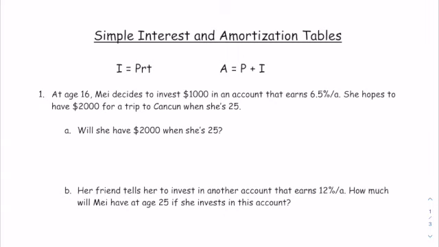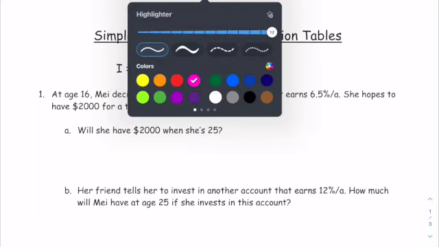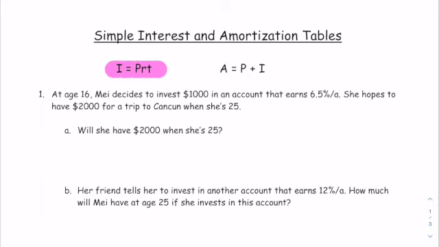Okay, so for this part of 5.1, we have simple interest and amortization tables. We have two equations over here. They're fairly important simply to be able to calculate in our upcoming questions. We have the first question: at age 16, May decides to invest $1,000 into an account that earns 6.5% a year. She hopes to have $2,000 for a trip to Cancun when she's 25. So will she have $2,000 when she's 25?